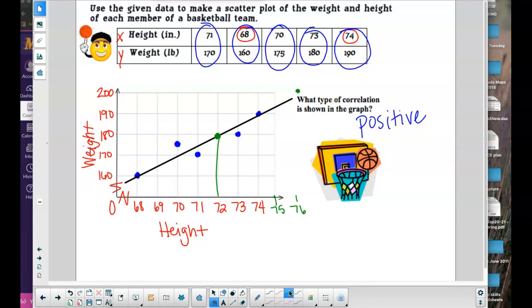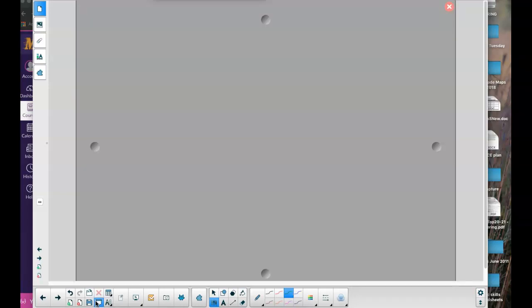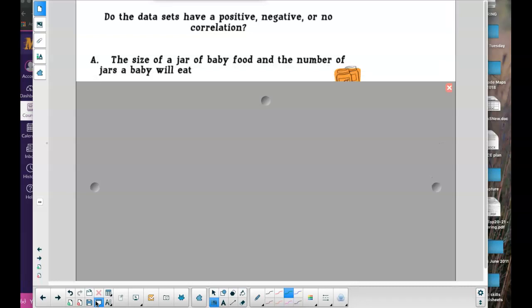Okay, so you're going to have to be able to do that on your homework. Make some predictions, look at a graph, tell if it's positive, negative, or no correlation. And then you're going to have to be able to do this. We're going to take these one at a time. It says, do the data sets have positive, negative, or no correlation? So you don't have to do any graphing.